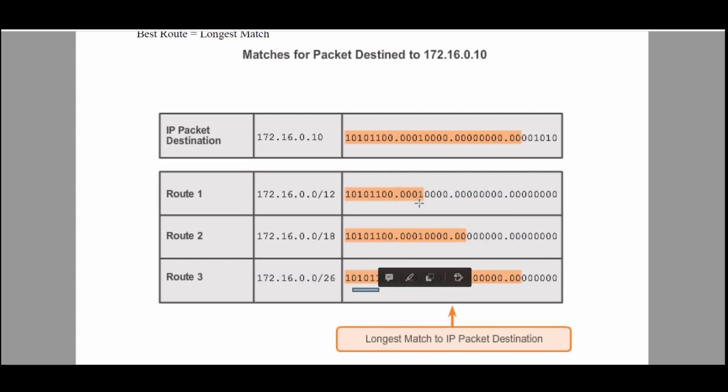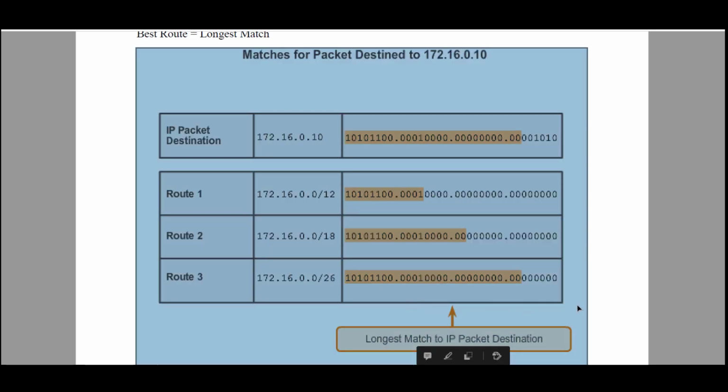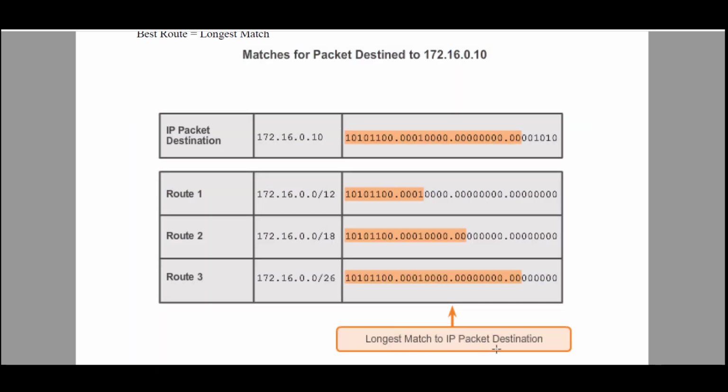Now I'm going to find the longest match to the destination IP address. The first part is matching everywhere: 172, 172, 172, 172. That is the first octet. Then the second octet: 0, 0, 1, 0, 0, 0. The first is matching only up to this, the second is matching up to this one, and the third IP address is matching up to this. So whichever is the longest match, we have to select that particular path.